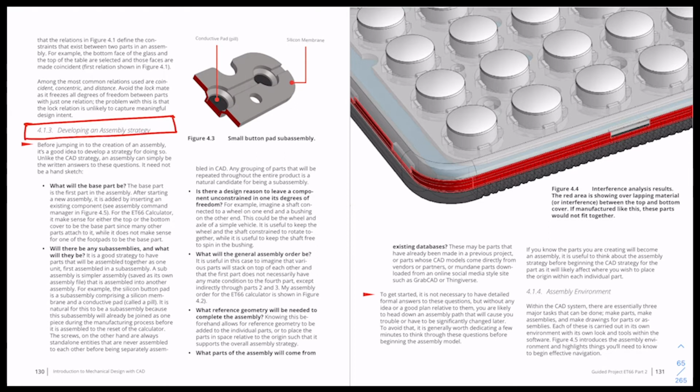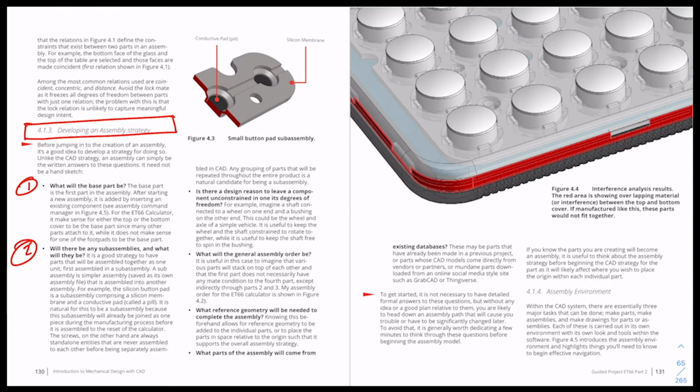And here there are some key questions we're going to ask ourselves. What will the base part be? Now, what does this mean? This means that when we're assembling, for example, the ET66 calculator, the base part will be one of the main parts onto which most other parts will be assembled. So, for example, a button would not be a base part. We're not going to assemble everything to the button, but we might assemble everything to the back cover or the front cover. And so we've got to decide, what is our base part going to be?